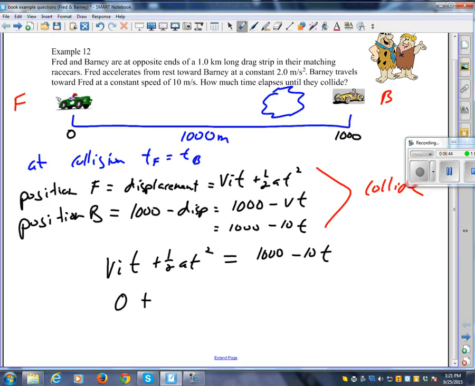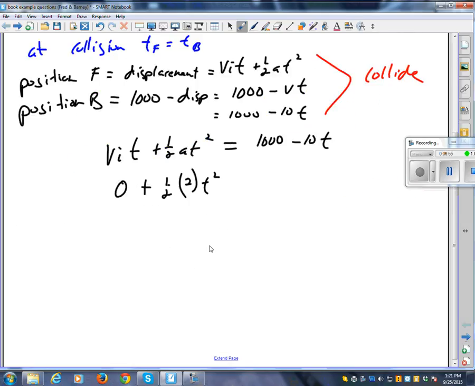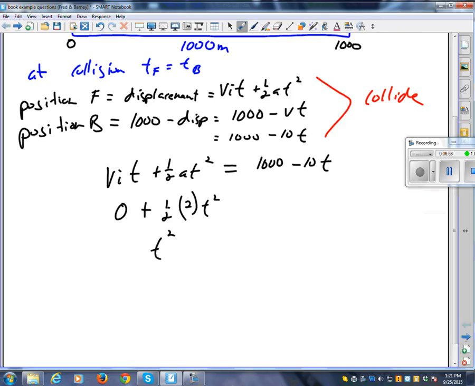So it's 0 plus 1/2. What's the acceleration of Fred? 2. So conveniently, 0 plus 1/2 of 2 is 1. Fred's position is, in fact, t squared. All that work, and I get down to t squared.